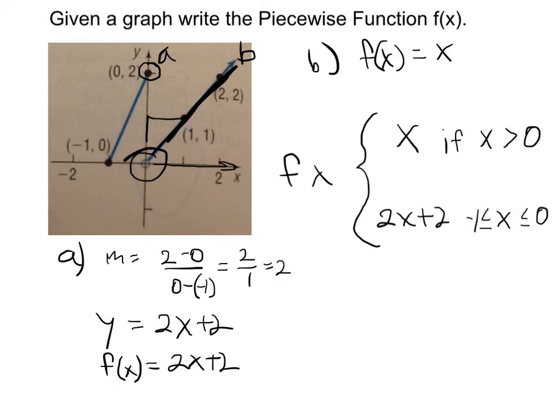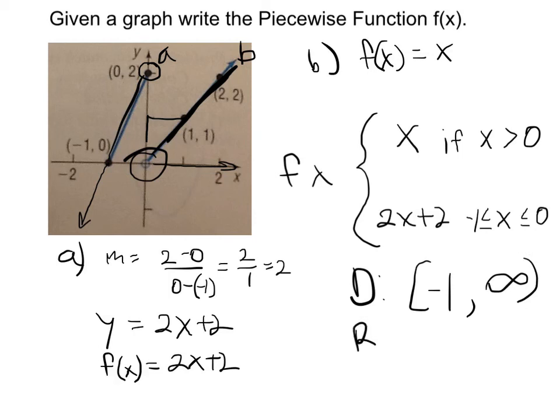Because there's no more of this function. It doesn't continue on to foreverness. It stops at negative 1 and goes up and stops at 0 in terms of x values. So our domain for something like this would be negative 1 to positive infinity, and our range looks to be about 0 to infinity.